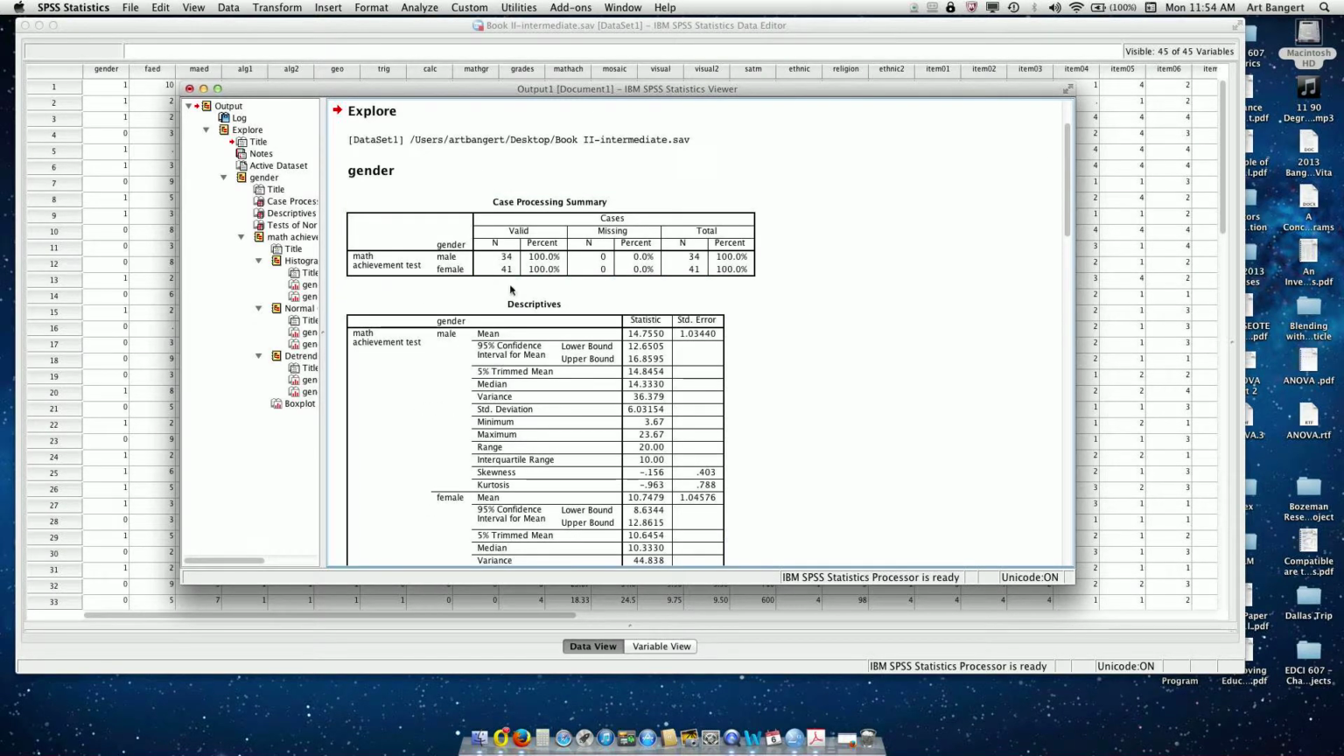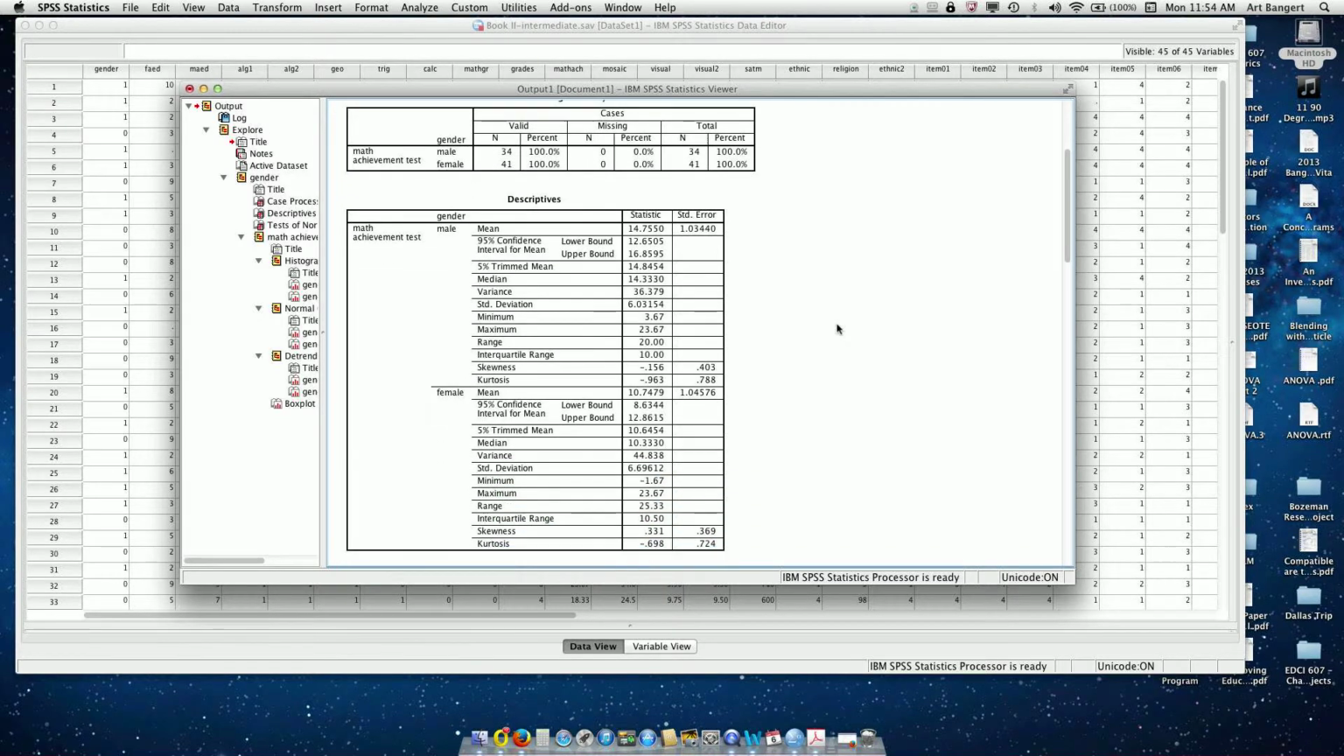Now we see that the first thing we want to check is to make sure that we have the number of males and females that are in our data set. So we should know that ahead of time, and then we want to check to see if it agrees. Notice that you have the mean and the standard error. You have the variance, the standard deviation, and then we have the values for skewedness and kurtosis.